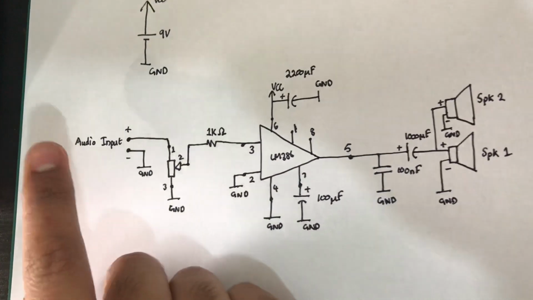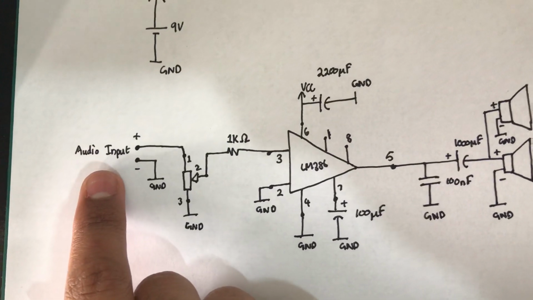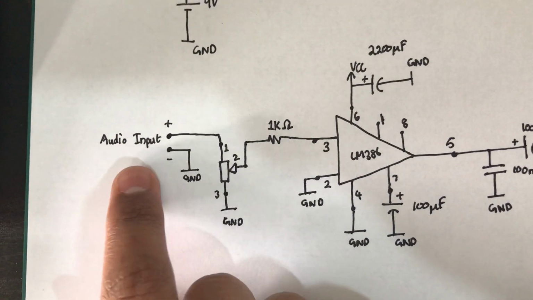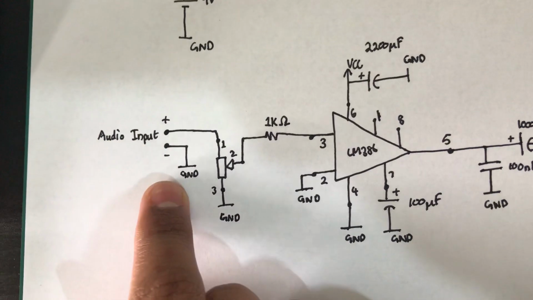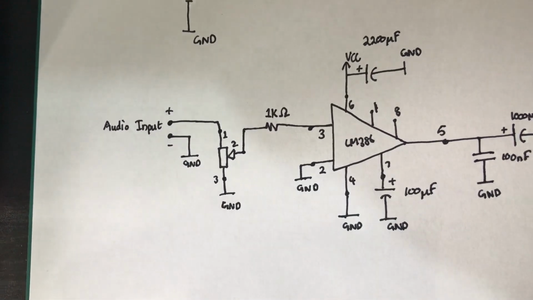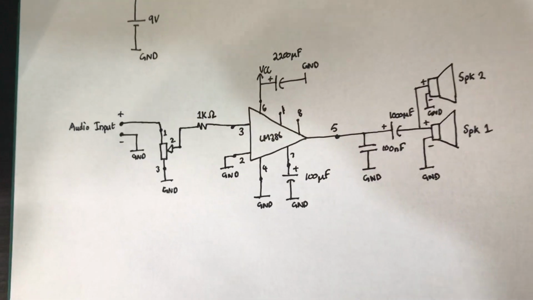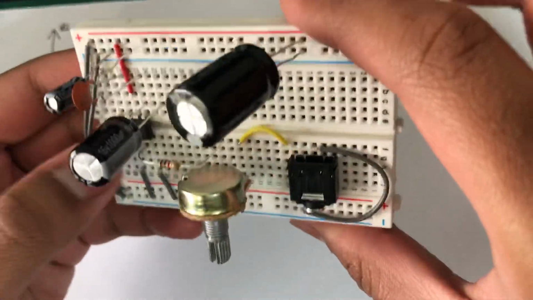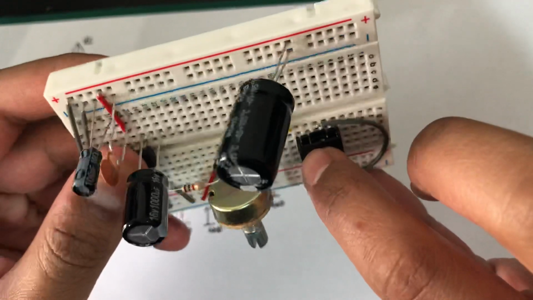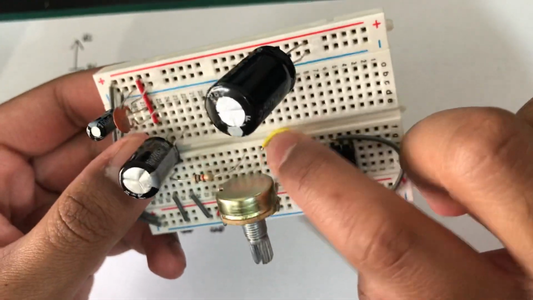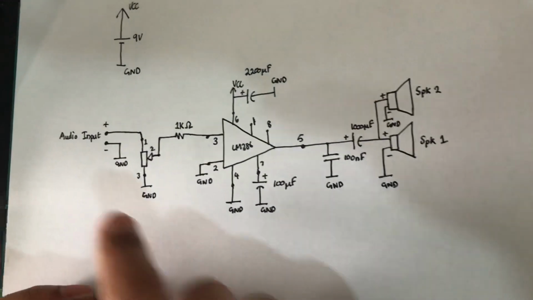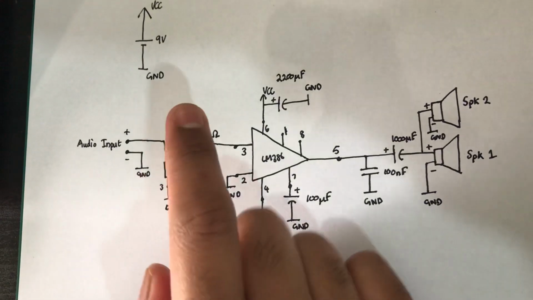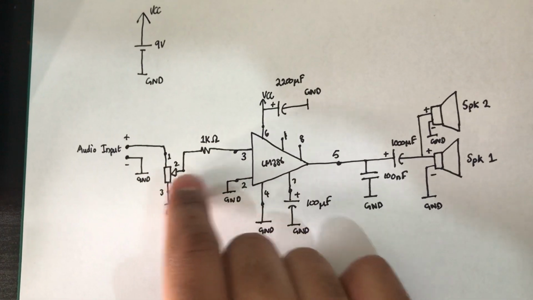And here the audio input is used, the negative terminal of the audio input will be grounded. Now I'm using a 3.5mm audio jack right here, which is this type. It has 5 pins, but you pretty much just need one audio output terminal, and I'm using the right one here. One end will be grounded and the other end will go to the potentiometer right here.